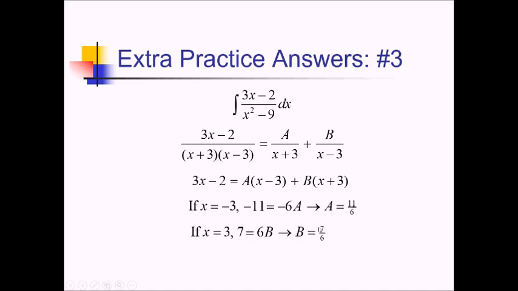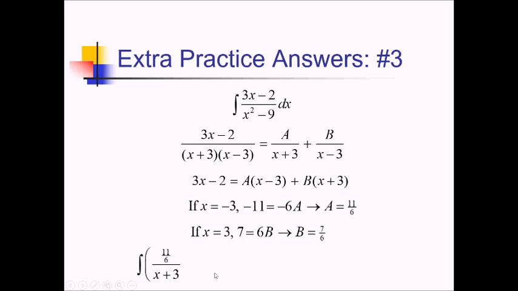All right, so I found a and b. Now I'm going to split up this integrand here using this a plus b kind of fraction setup. So I have the a value 11 over 6 over x plus 3. That's half of my integrand there. And now I've got this b value of 7 over 6 over x minus 3.